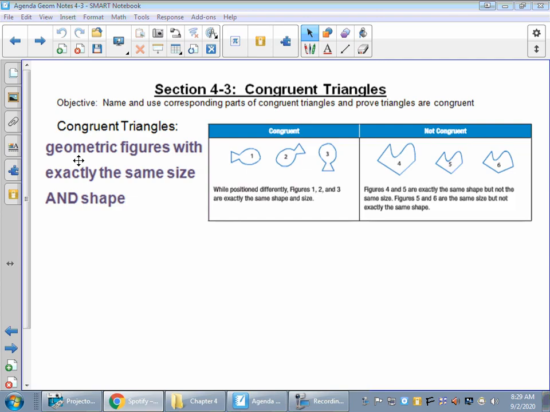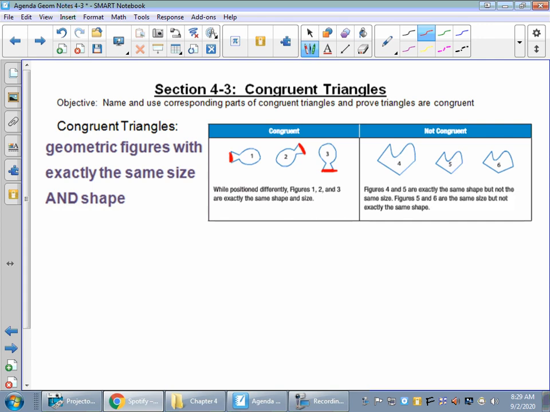These would be geometric figures with exactly the same size and exactly the same shape. In this diagram to the right, we're talking about congruent and not congruent. In the left box, you can see that even though they're positioned differently, figures 1, 2, and 3 are the exact same shape and size. Even though in this one the tail is over here, we have the same exact tail here and here. They're just positioned a little differently.